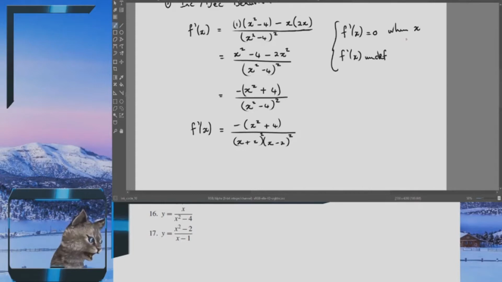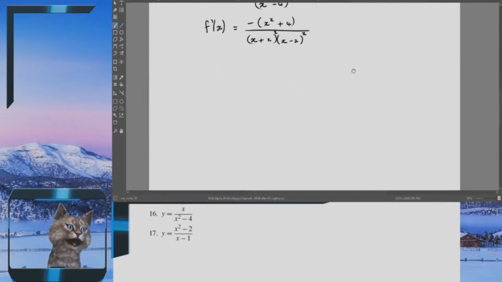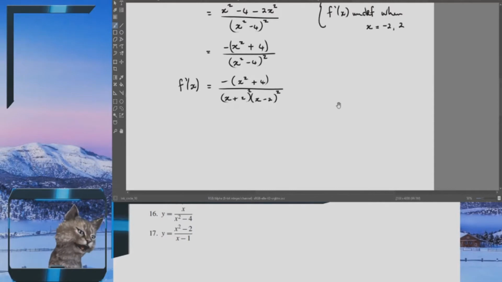So, whether you write this down or not, there are no x values making the function 0. But there are some where the function is undefined. That is going to be when x is negative 2 as well as 2. So those are our potential critical points coming out. Whether or not they're actual critical points is kind of irrelevant. I list them on my table all the same.